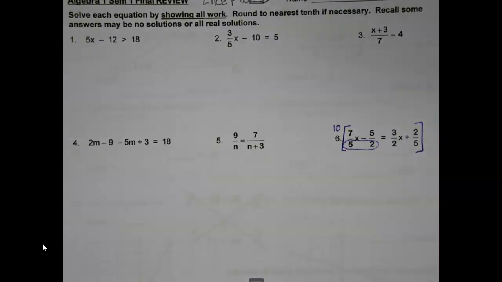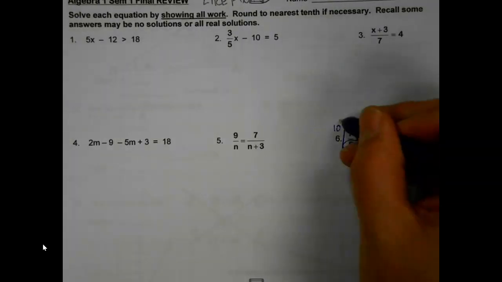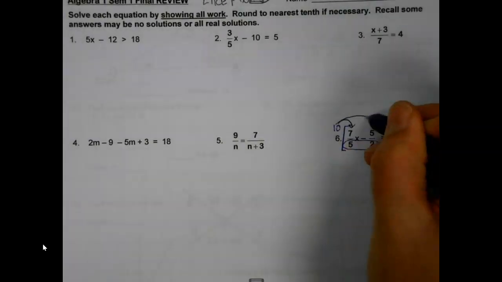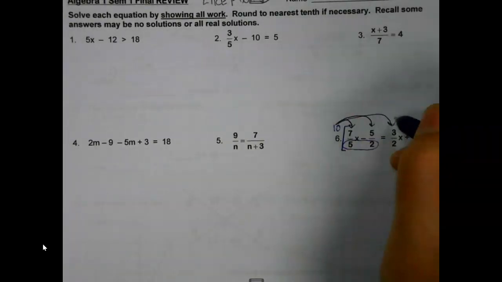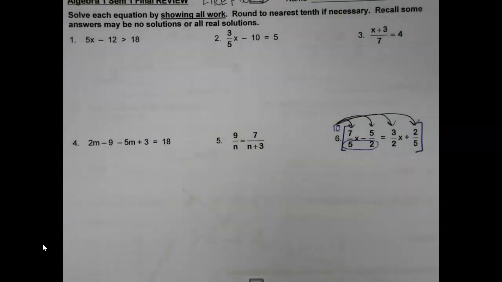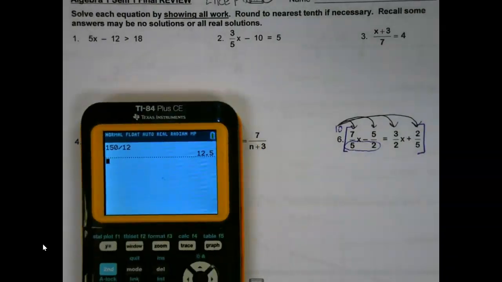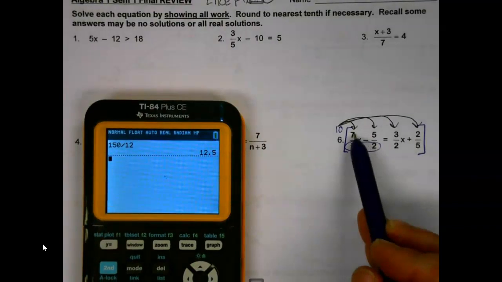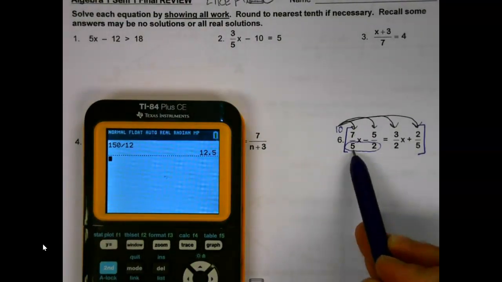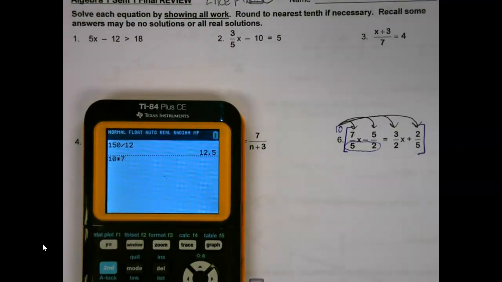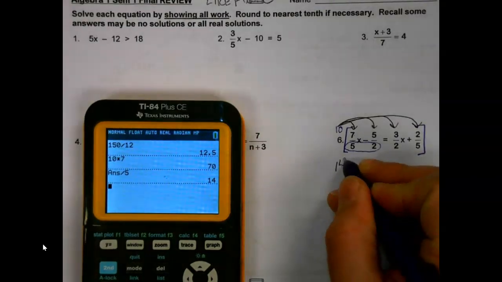So 5 times 2 is 10. That's where that's coming from. And we're going to distribute that all the way through. So when you're distributing it, you've got a couple of options. You can multiply by the top and then divide by the bottom. So you could do like 10 times 7 and then divide that by 5. That would work.